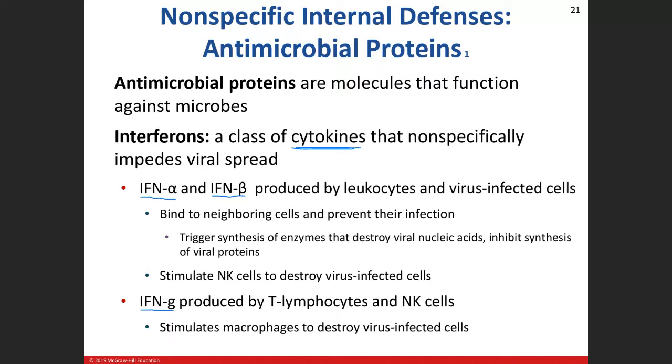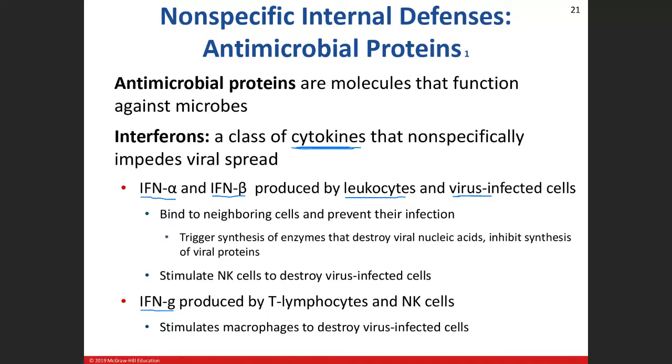These are the three that you need to know for this chapter. The first two are going to be released by either leukocytes or a cell that's been infected by a virus. It's like a distress signal. So the cell gets infected by this virus and it shoots up a flare. That's alpha interferon and beta interferon. What that does is it sends up this flare.